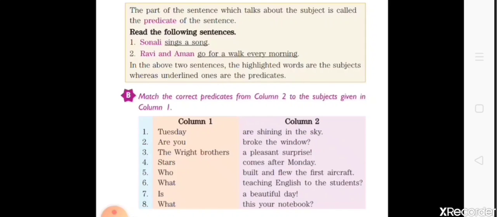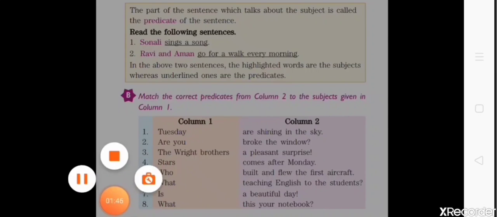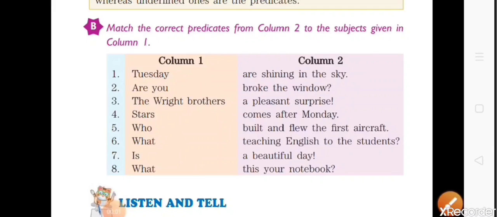Match the correct predicate from column 2 to the subject given in column 1. Tuesday, column 1. Second is are you. Third is the Wright brothers. Fourth is a star. Fifth, who. Sixth, what. Seventh is and eighth, what. Now we have to join with column 2 which is correct or suitable. Let's start the exercise.